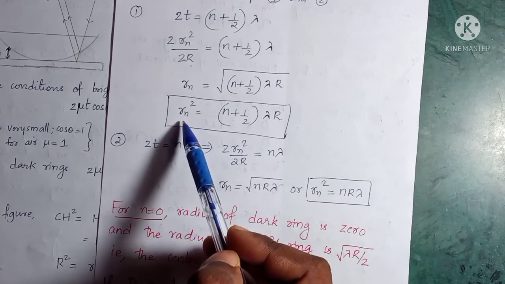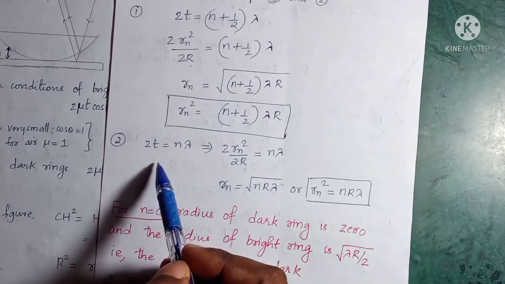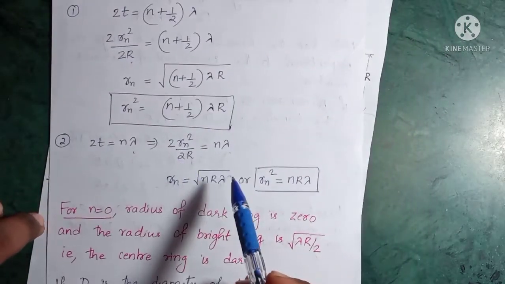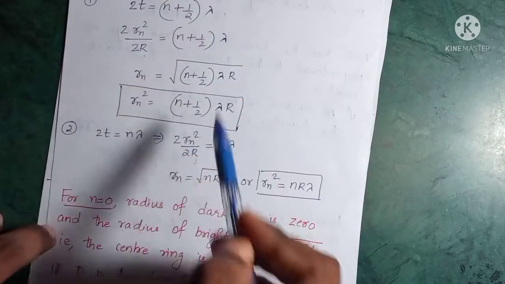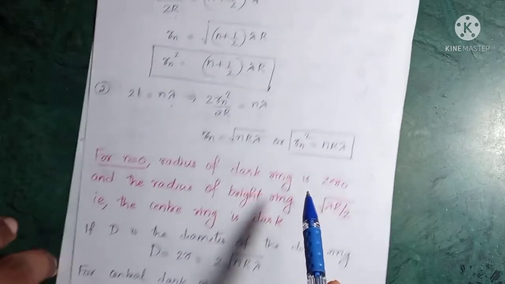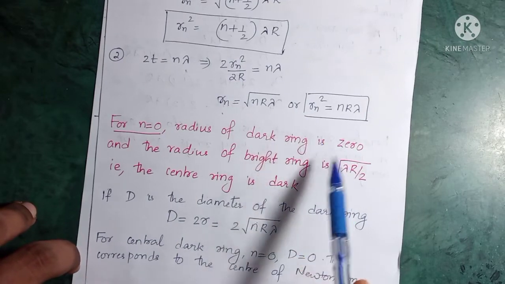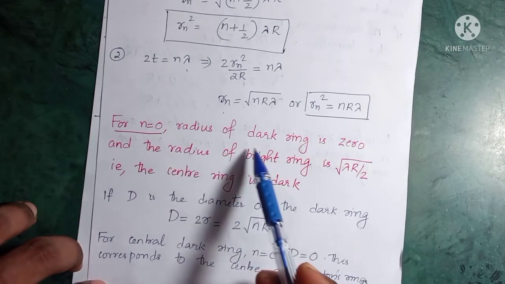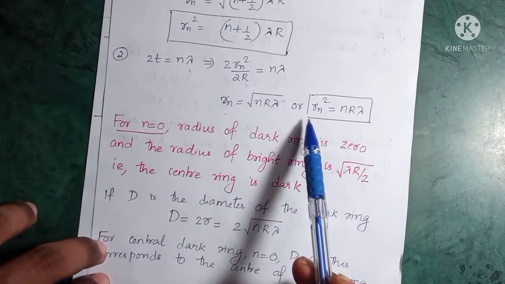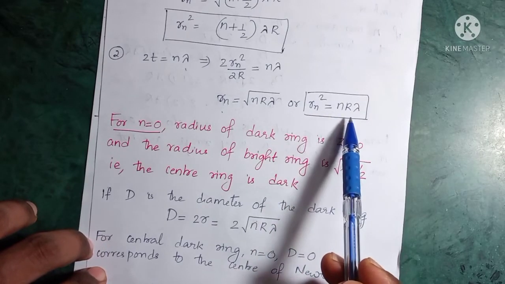So Rn is the radius of the nth bright fringe. And again, using the condition of dark fringe, which is 2t equals n lambda, we can substitute the value of t here, and finally we obtain the radius of the dark fringe. Now we know n takes values 0, 1, 2, 3, etc. So for n equals 0, the radius of the dark ring is 0. This is the condition of dark ring, and this was the radius of the dark ring. And when n equals 0, radius is 0.